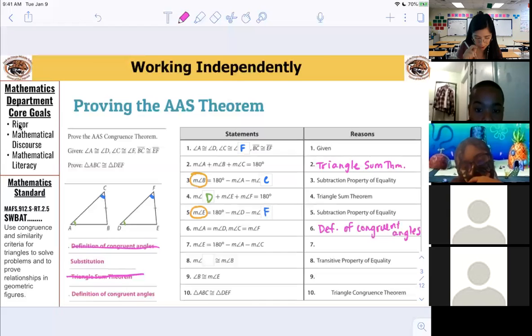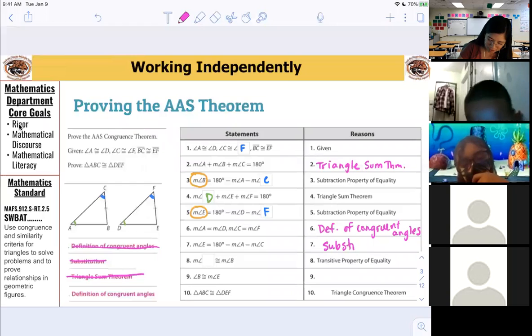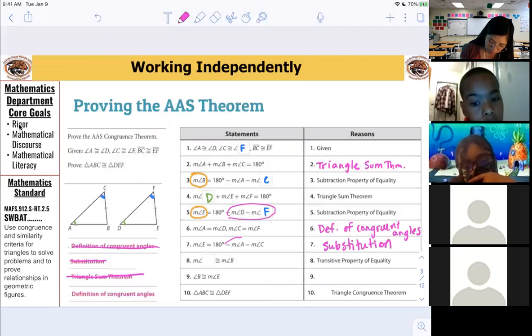All right, and then I have the measure of angle E equals 180 minus the measure of angle A minus the measure of angle C. What do you guys think? Substitution. Subtraction. Wait. Jalen had it, substitution, yeah. Substitution, cool. So yeah, we substituted, instead of what they had over here, which was D and F, they replaced that with A and C.